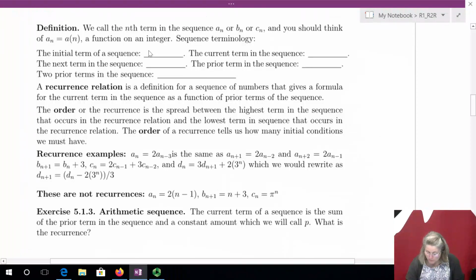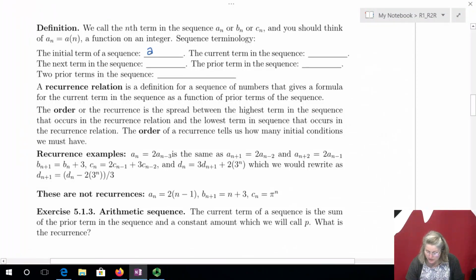The initial term of a sequence, at least in our class, is going to be the term a_0, so it's going to be the 0th term. In general, when we refer to the current term in the sequence, we think of that as being a_n. The next term in the sequence would be a_(n+1). And the prior term in the sequence would be a_(n-1).